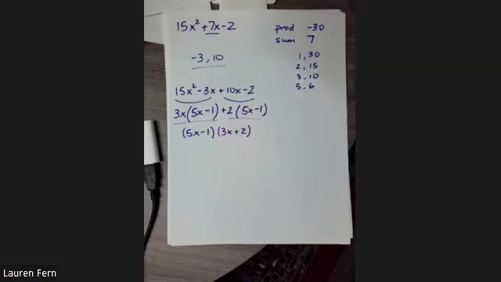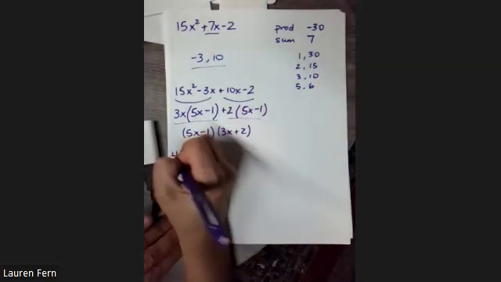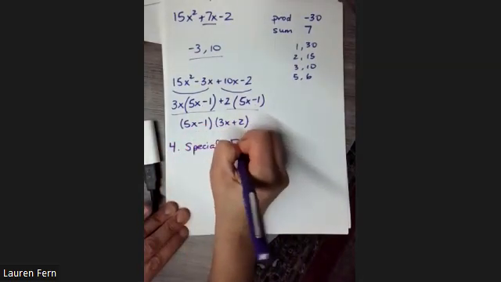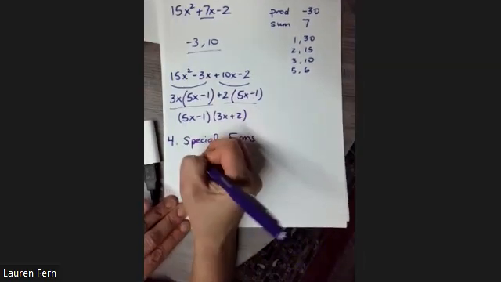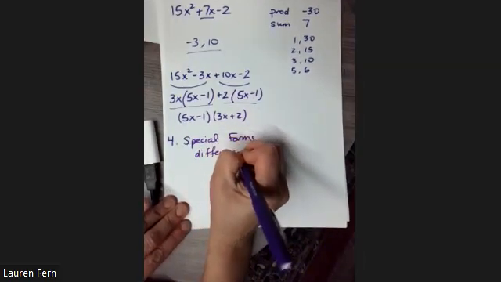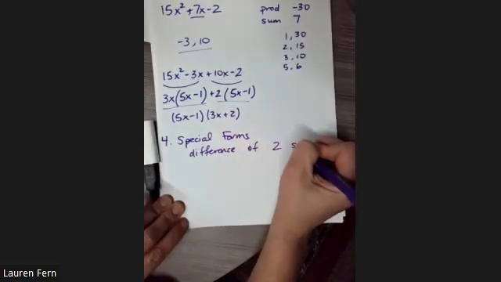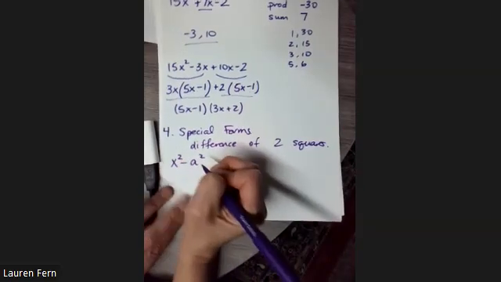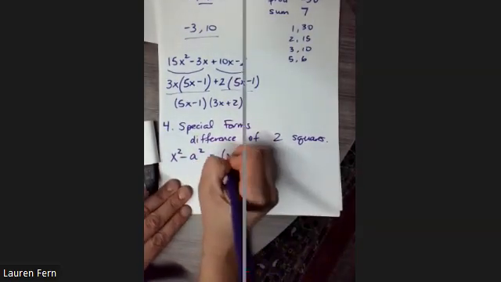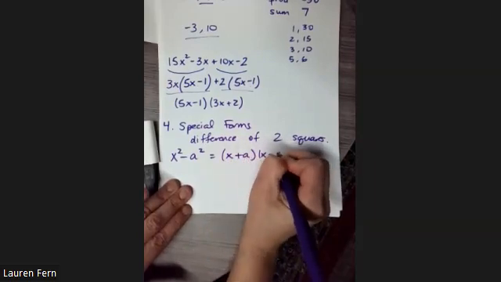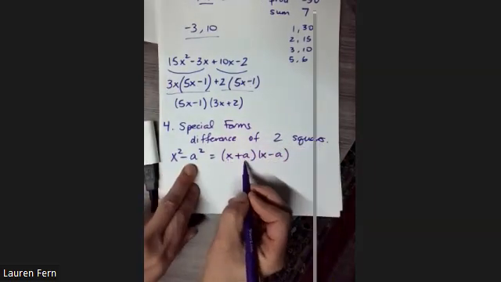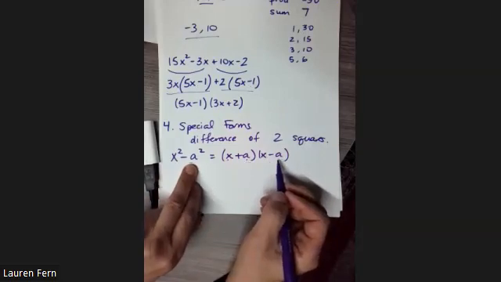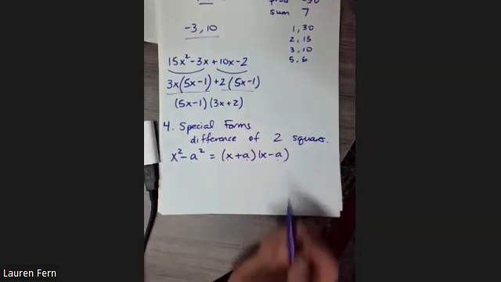All right. One more thing with factoring. This is called special forms. The only special form you really need to have memorized is the difference of 2 squares. In other words, if we have something of the form x squared minus a squared, I claim you take the first thing that's being squared and add it to the second thing that's being squared, times the first thing that's being squared minus the second thing that's being squared.